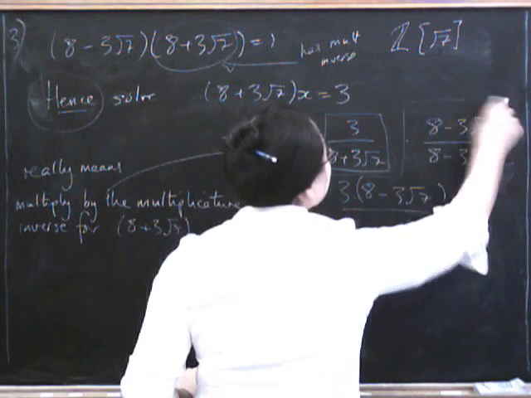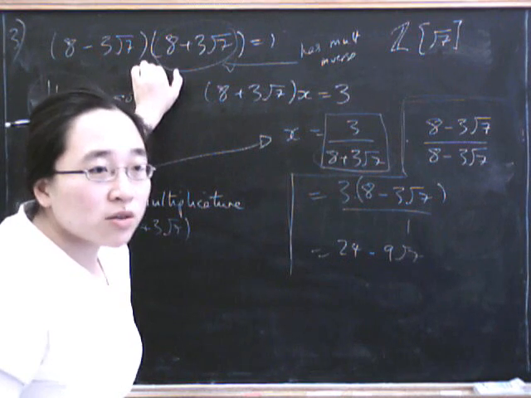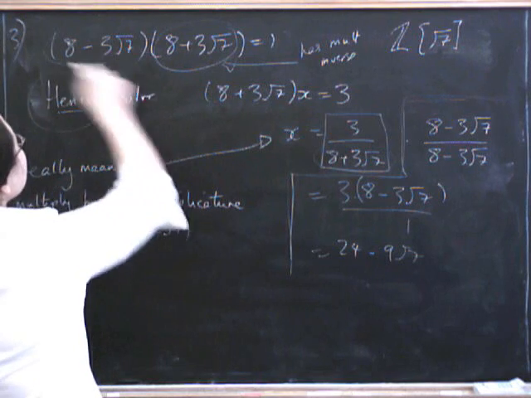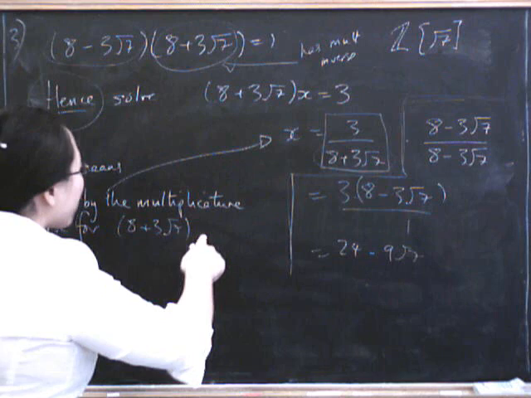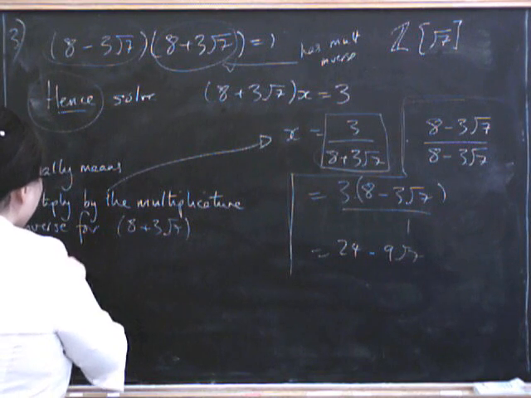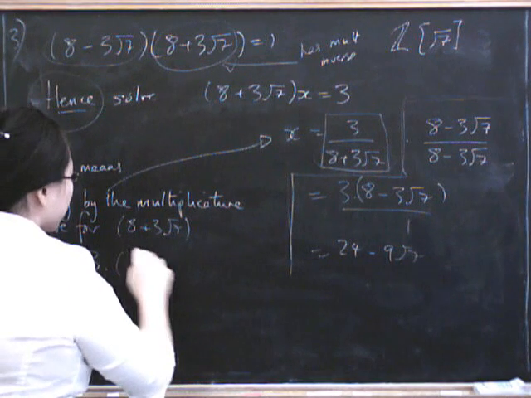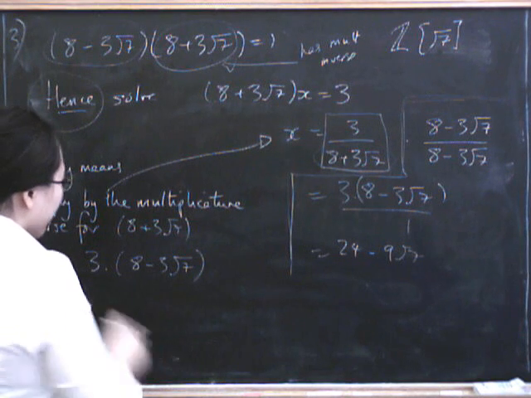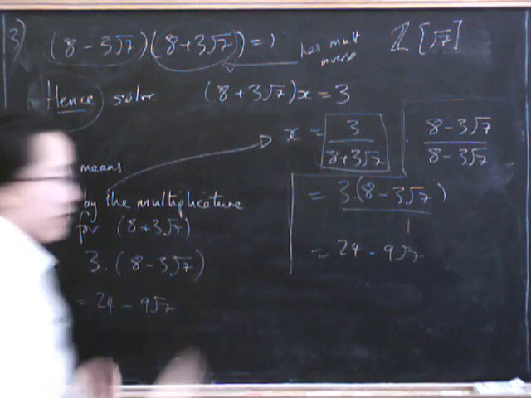Now the rest of this part over here is kind of useless, right? Because also, in this first part of the question, we've discovered what the multiplicative inverse for this thing is. Oh look, it's this. This is the multiplicative inverse for that. So multiplying 3 by the multiplicative inverse for this is just the same as multiplying 3 by that multiplicative inverse. And that's how you get the answer, 24 minus 9 root 7.